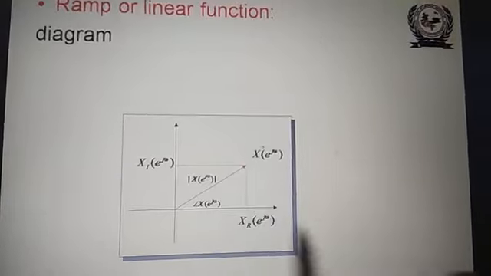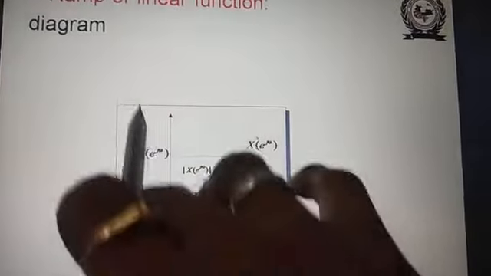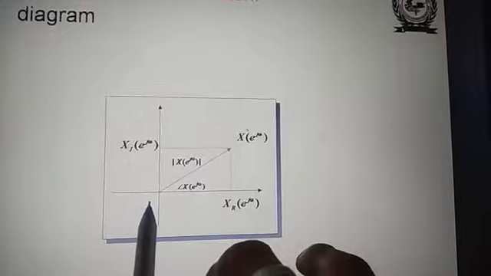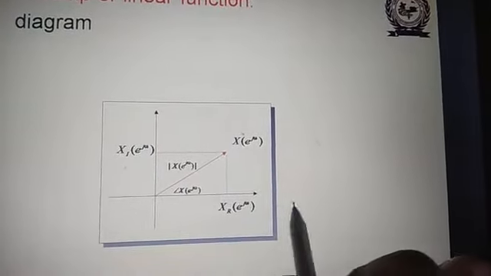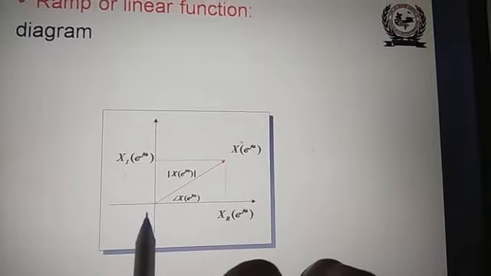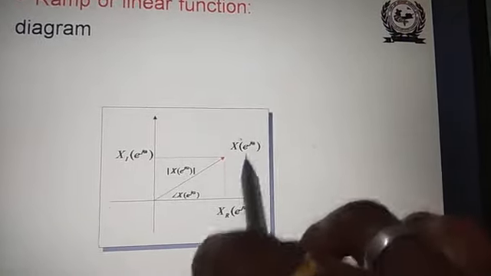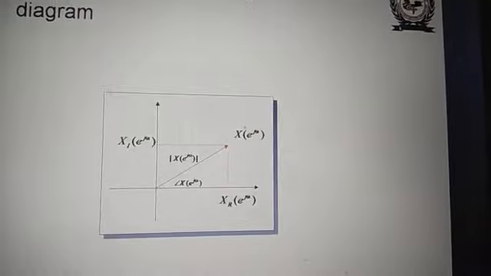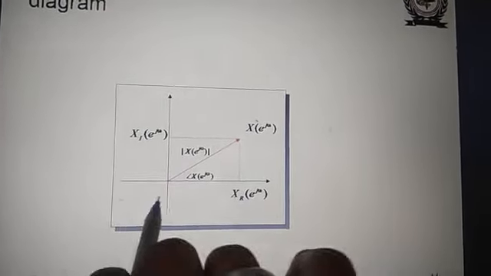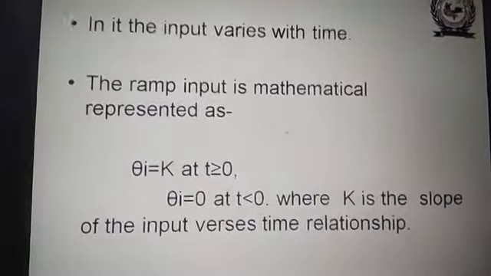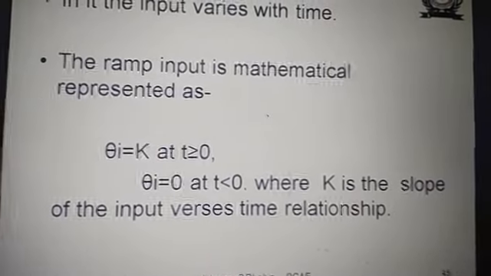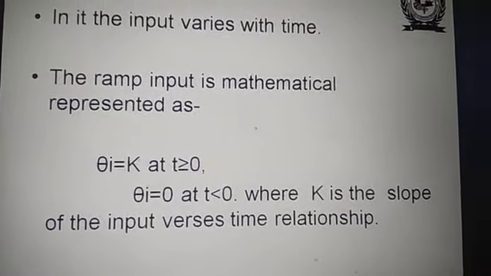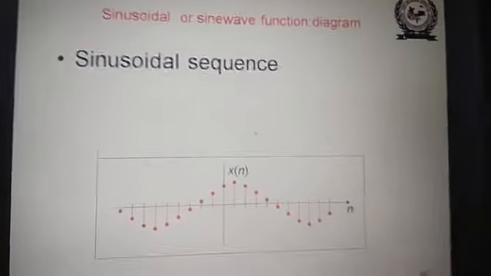As per this diagram, let us say the vertical axis is theta I and this is t. So for t greater than 0, theta I is increasing, and for t less than 0 it is 0, where k is the slope of the input versus time relationship.